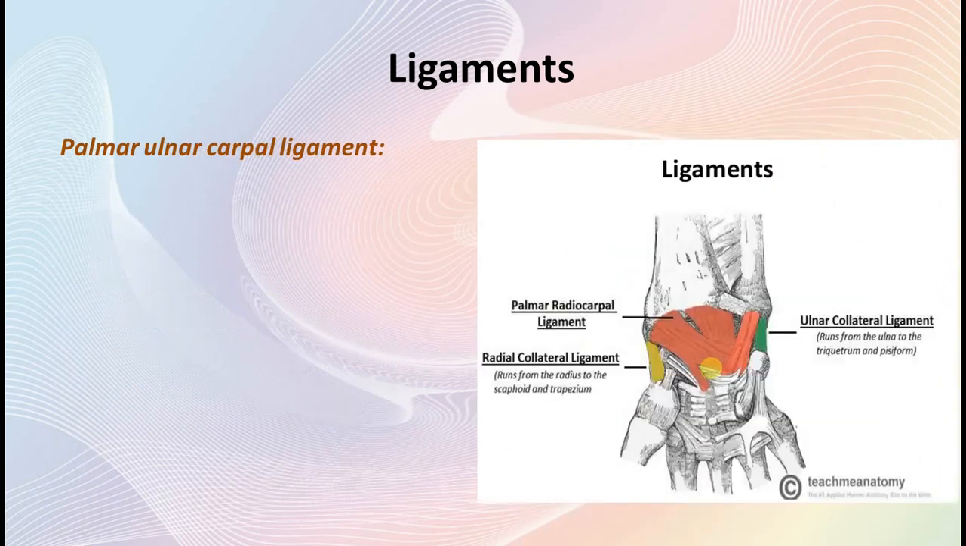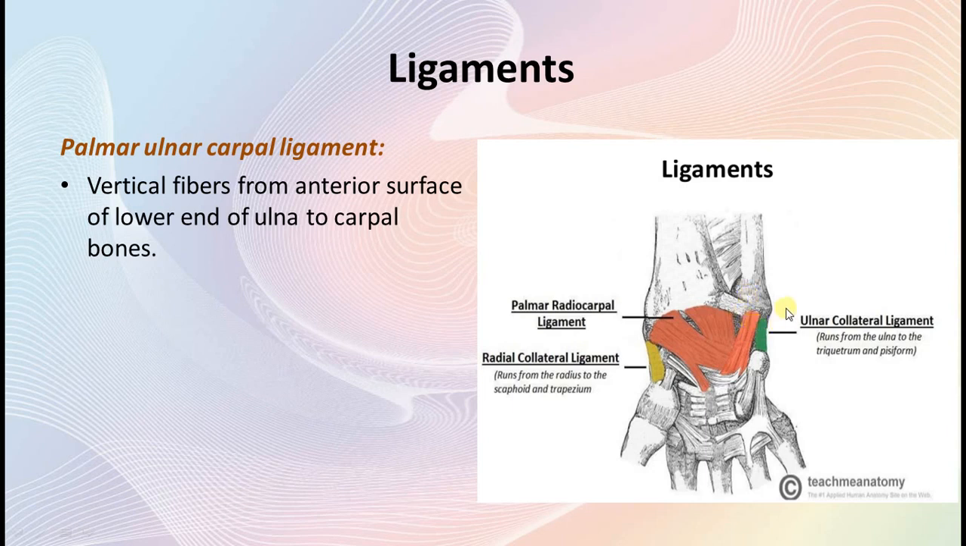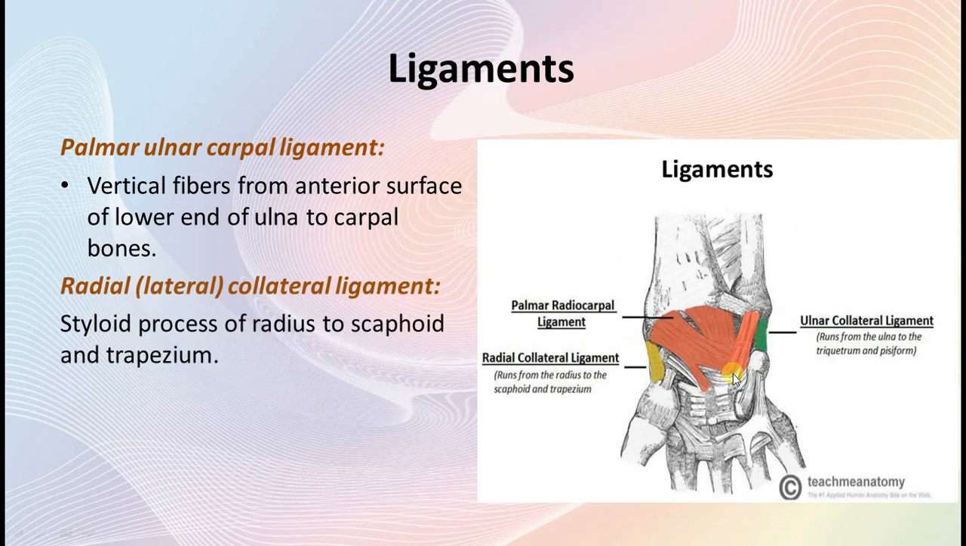Coming to the ulnar carpal ligament, again on the palmar aspect, what you see is the palmar ulnar carpal ligament. From the anterior surface of the lower end of the ulna, it goes mainly to the lunate and triquetral bones, to the proximal row of the carpal bones. You also have the radial collateral ligament from the styloid process of the radius to the scaphoid and trapezium. So, radial collateral or lateral collateral ligament.